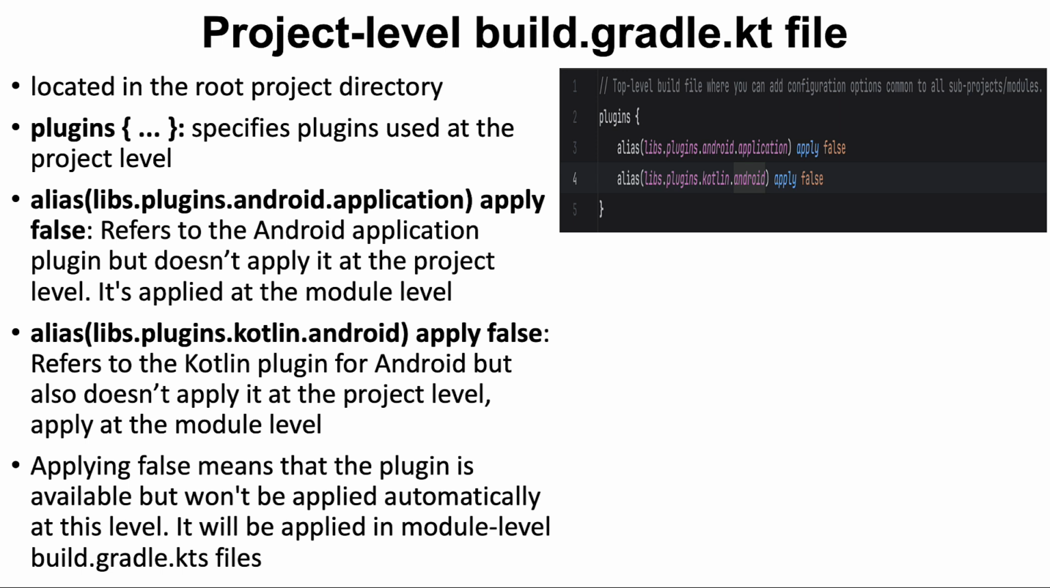The alias libs.plugins.android.application applies false in the plugins block. It refers to the Android application plugin, but doesn't apply it at the project level. It's applied at the module level.